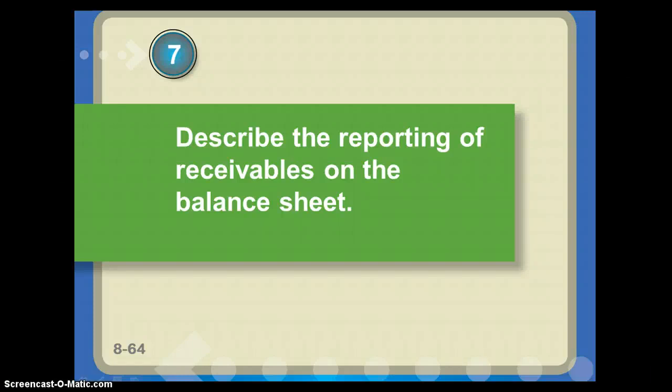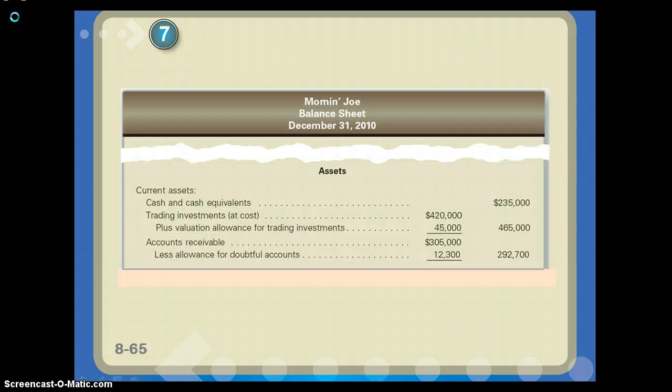The final task in this chapter is to be able to describe the reporting of receivables on the balance sheet. Here is a sample of a balance sheet with just the assets section highlighted. You'll see the accounts receivable is listed, and below that we subtract the allowance for doubtful accounts, because this is the amount of receivables that we've billed for minus what we don't expect to collect will give us the actual value of receivables.